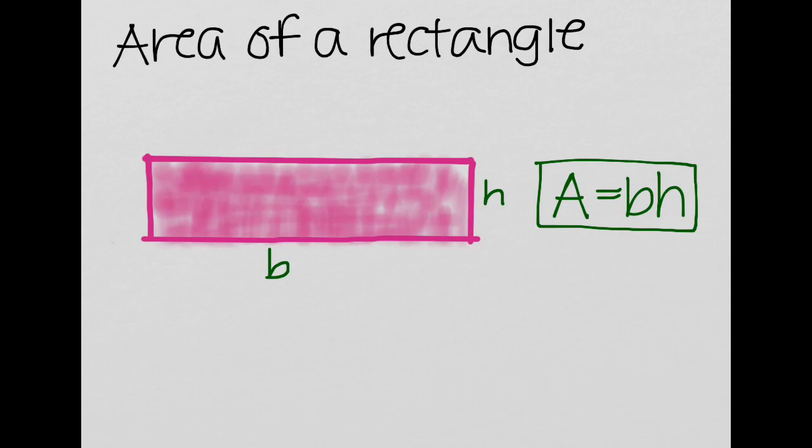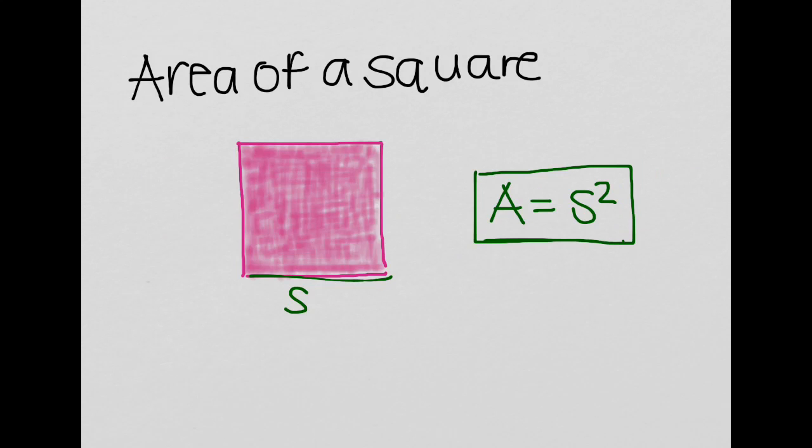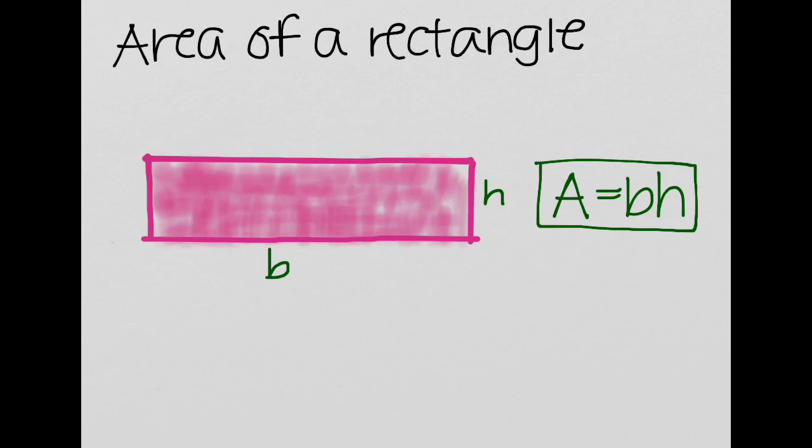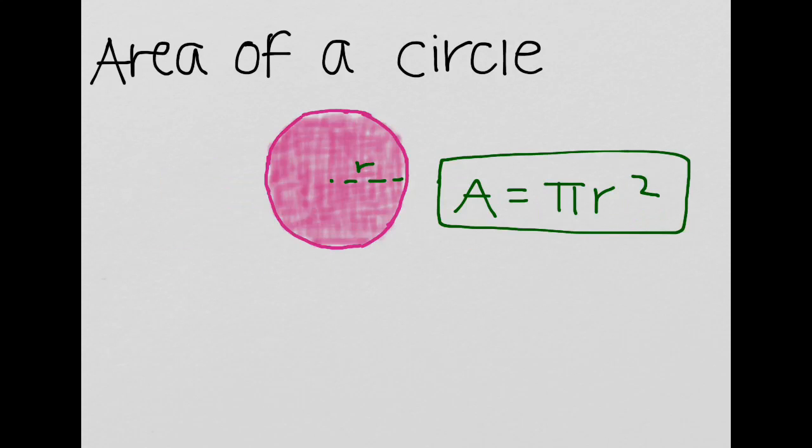Now I want to take us quickly back to the area of a square. If you remember, a square is just a special case of a rectangle. So really the area of a square should be equal to base times height. And remember that the square's base is S, and the square's height is S because all the side lengths are the same in a square. So area is equal to S squared, and we get our little derivation here.